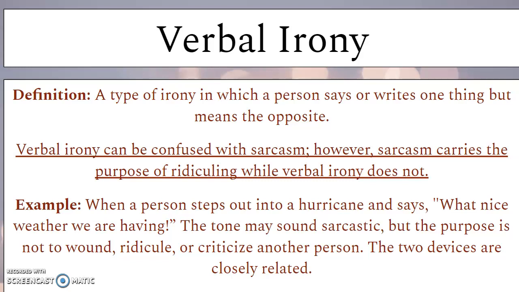An example of verbal irony would be when a person steps out into a hurricane and says, "What nice weather we are having." It sounds sarcastic, but the purpose of that statement is not to wound, ridicule, or criticize somebody else. They are kind of hard to distinguish, but what I want you to know for now is that they're not the same. Very, very similar, but they are not the same. Sarcasm is used to ridicule someone. Verbal irony is just meant to mean the opposite of what the person is actually saying.